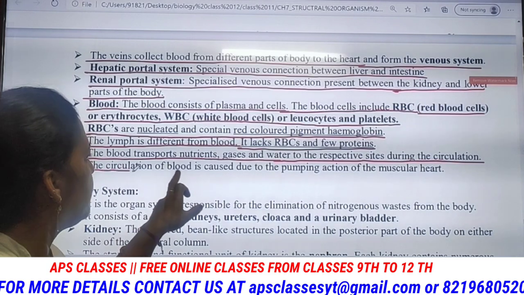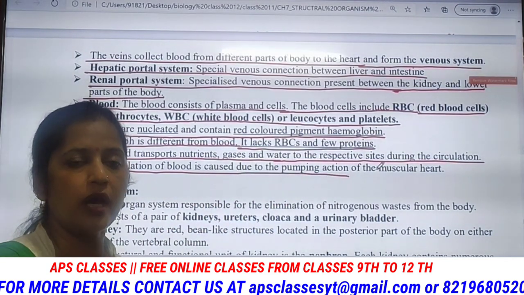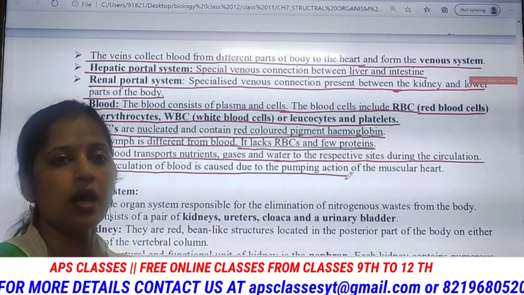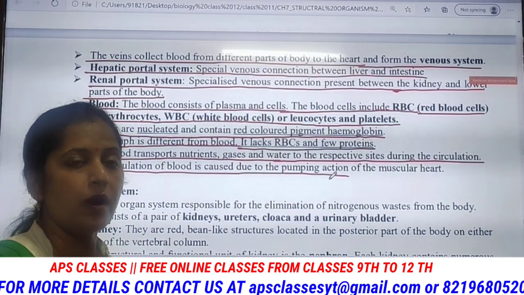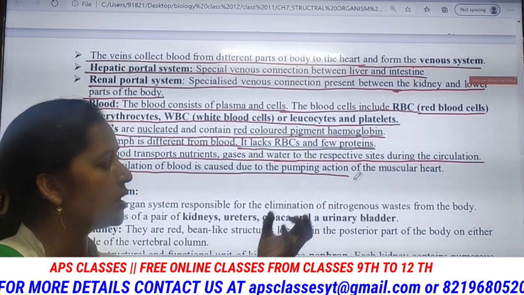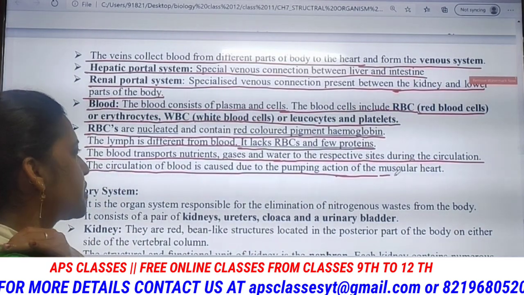द सर्कुलेशन ऑफ ब्लड इज कॉज्ड ड्यू टू द पंपिंग एक्शन. अब जो ब्लड का सर्कुलेशन जो है, द सर्कुलेशन ऑफ द ब्लड इज कॉज्ड ड्यू टू द पंपिंग एक्शन ऑफ द मस्कुलर पार्ट. अब ब्लड जो है वो सर्कुलेट कर रहा है वेरियस बॉडी पार्ट्स में. अब कैसे सर्कुलेट कर रहा है? ड्यू टू द पंपिंग एक्शन. अब पंपिंग एक्शन किसका हो रहा है? ऑफ द मस्कुलर हार्ट. नेक्स्ट इज द एक्सक्रीटरी सिस्टम.